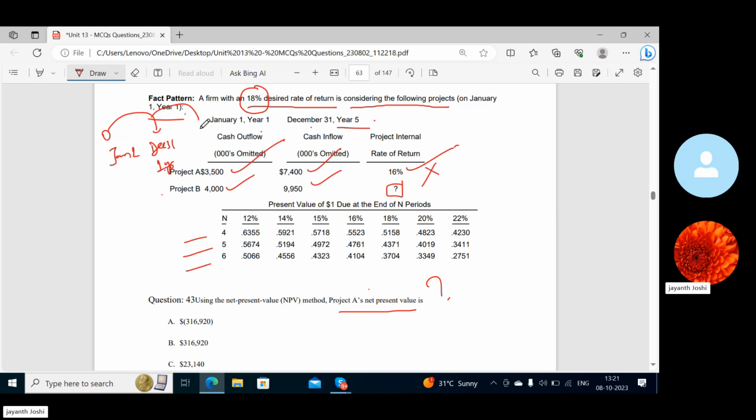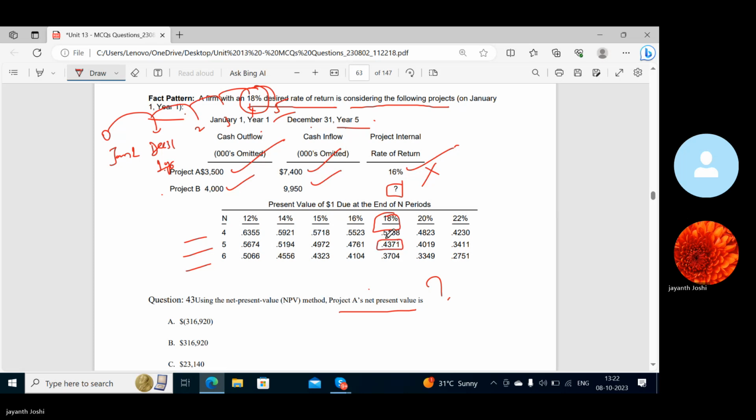1 year. Then 2 years. Then 3 years. 4 years. 5 years. December 31st is the 5th year, right? So after 5 years, you are getting the inflow, right? That's the reason why we will be considering the factors here at the rate of this 18%. So the discount factor is 18%. That's understood. So 0.4371 will be the factor for the 5th year, right?